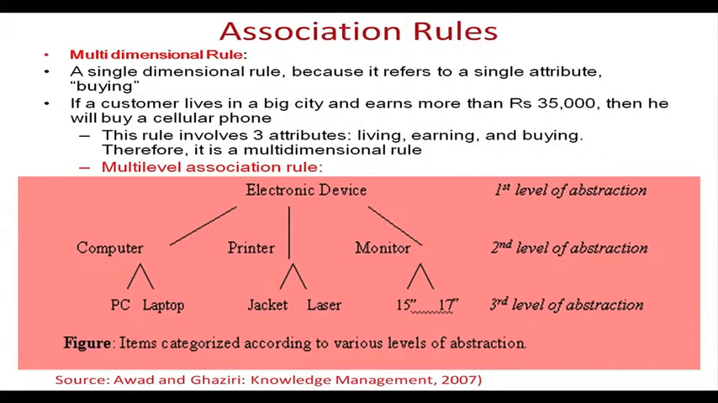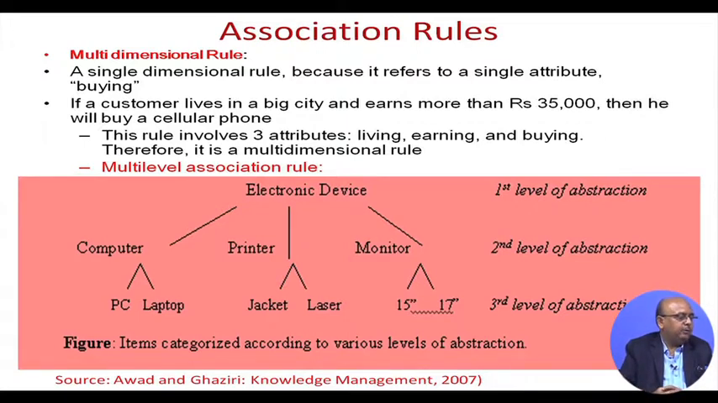Now there could be a single dimensional rule, because you are going to look into one attribute, or you can also have more attributes at different levels, right. For example, you are living in a big city and earning more than 35,000, then you are going to buy a phone, right. So this rule involves 3 attributes: living, that is you are living in a big city. If you are living in a small city, they are not going to buy it. Then earning, if your earning is more than 35,000, then you are going to buy it, right. So, this is a multidimensional rule. Now, in the multidimensional rule, you are going to have multi-level association. So, different levels of association.